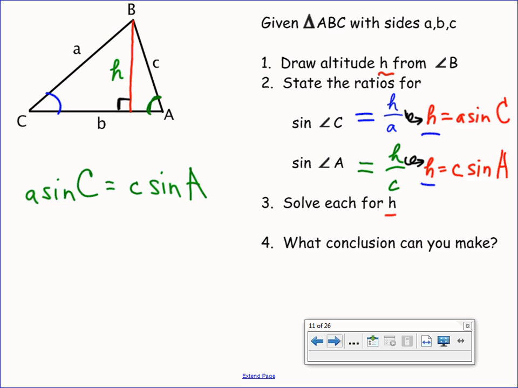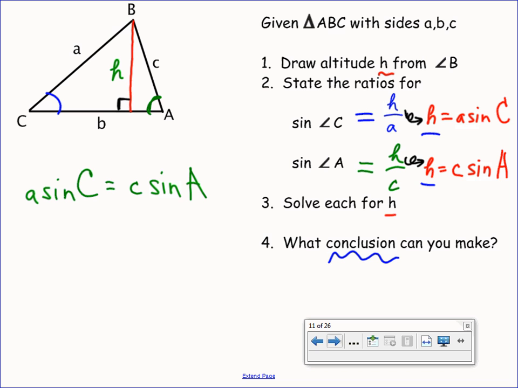Why all the fuss? Well, because now we can rearrange this into a proportion that will be known as the law of sines that we can use to find missing side lengths and missing angles anytime we have an opposite side angle pair known in a triangle.